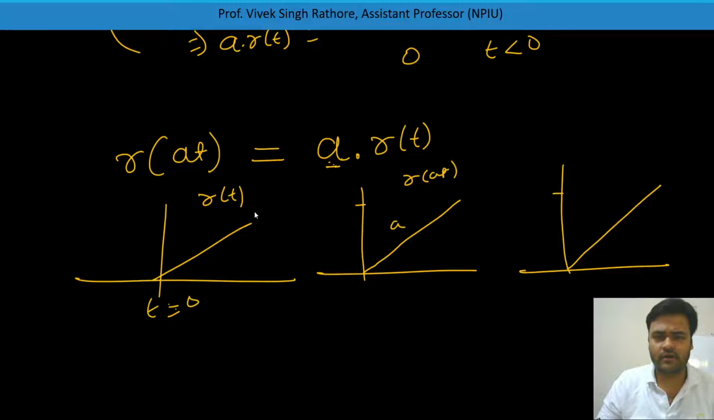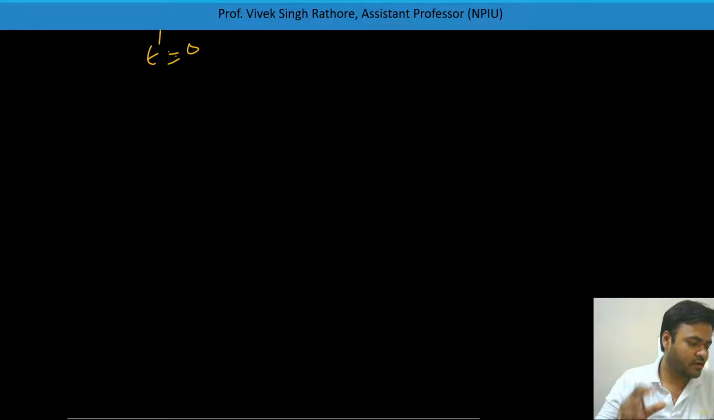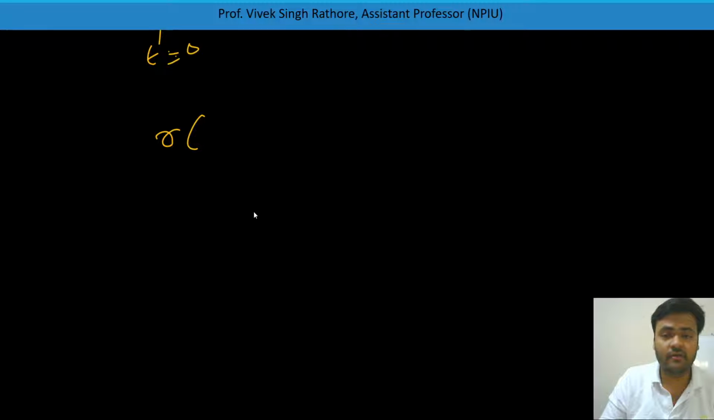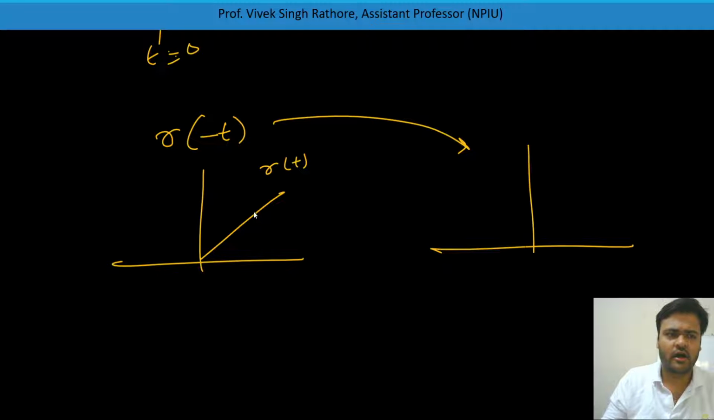So ultimately what you have concluded is that magnitude scaling of a ramp signal and time scaling are always the same. But where you will find a difference, let's see. Let's suppose time reversal of the ramp signal. So when we do r of minus t, what will happen? Your r of t was like this, and now you are calculating r of minus t, you will get it like this. This is actually a time reversal. So maybe you can tell it as you have time scaled it with a equal to minus 1.